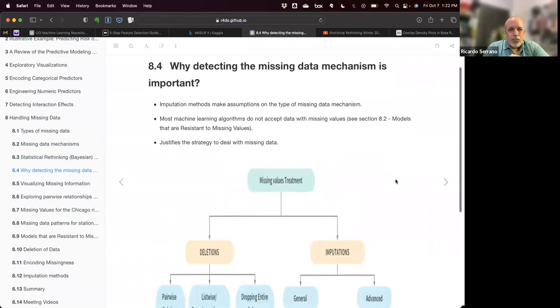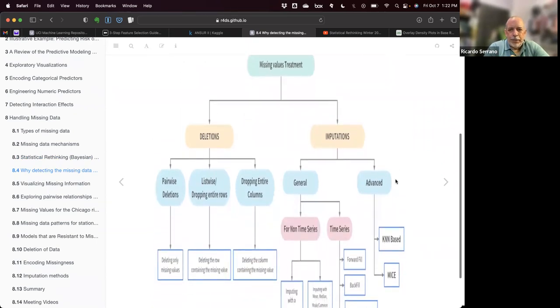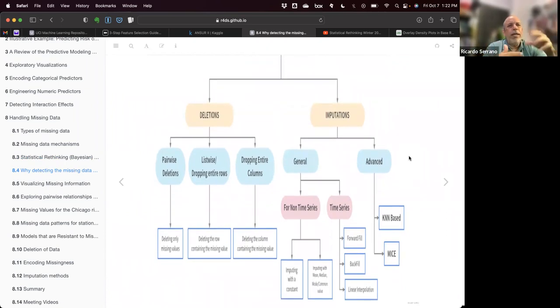All right, so let's talk about how we can detect the missing data mechanism and how we can deal with it. I had this chart, which is very useful: once you detect that there are some missing values in your data set, what are the two usual remedies that you can apply? Well, there are the deletions, and remember the deletions work for MCAR. If it's not MCAR, you are deleting data that is going to bias your data set, remember that. And you are also taking out information. So be careful with deletions.